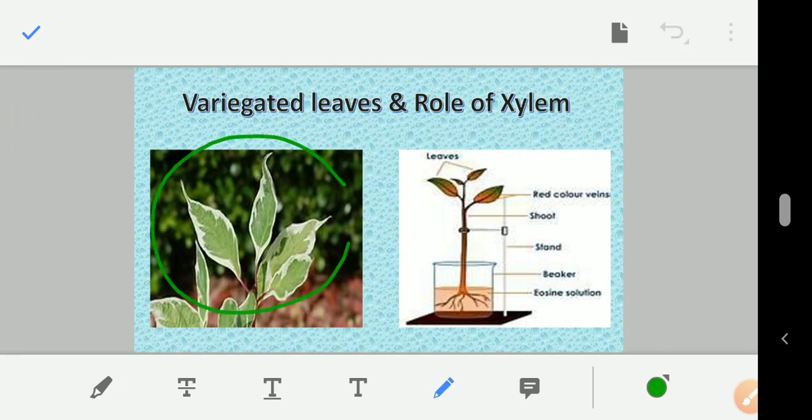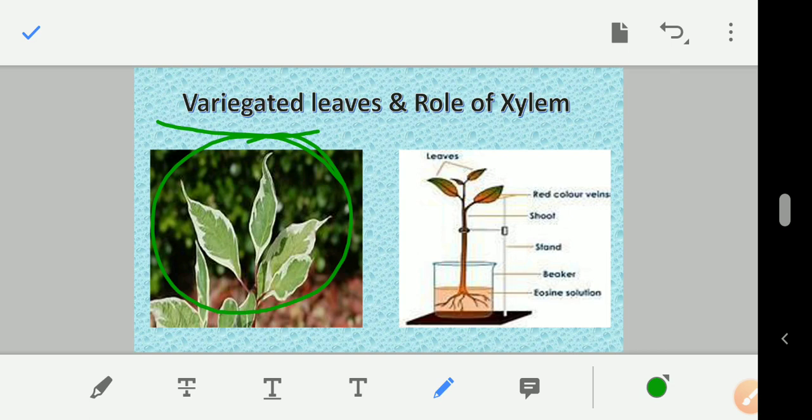When we use variegated leaves, what are variegated leaves? Variegated leaves are the leaves where the chlorophyll is present in patches. These leaves are used to identify the requirement of chlorophyll for photosynthesis. There are two, three variegated leaves in your syllabus: coleus, croton.